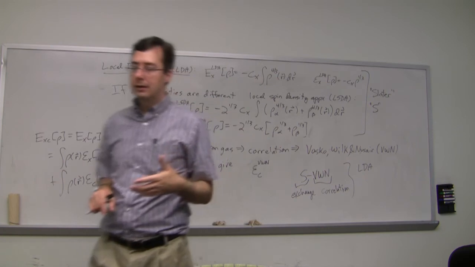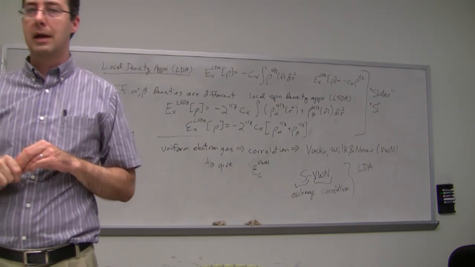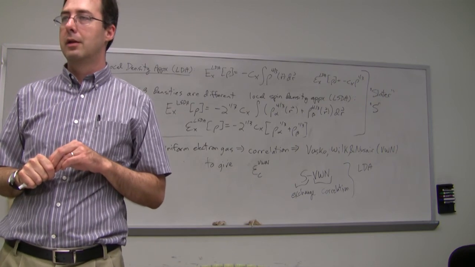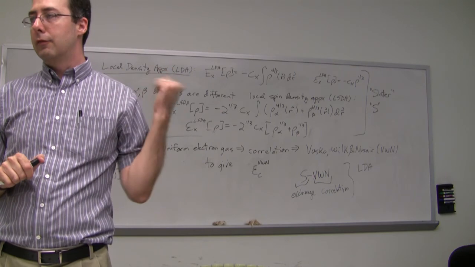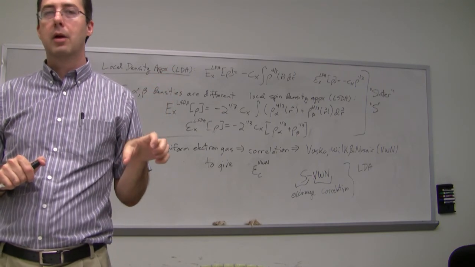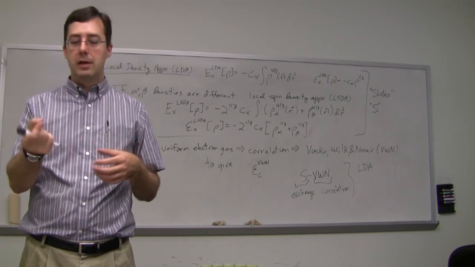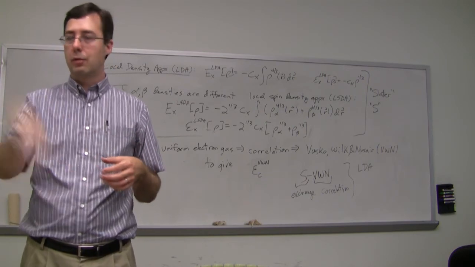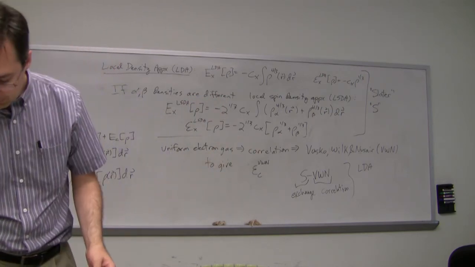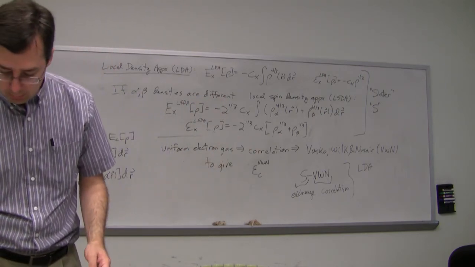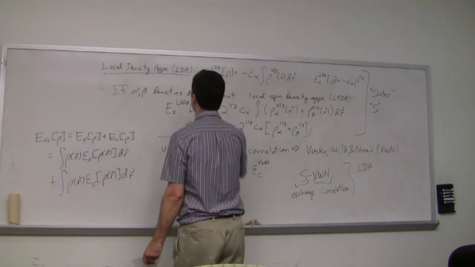So then you get a little bit more accuracy, and if you do that, those are the so-called generalized gradient approximations, where the functional depends not only on the density, but also the derivative of the density. So that tells you something about not only here's the value of the density, but here's which way it's changing. It's getting bigger, it's getting smaller in this direction. And that gives you a little bit more information to work with. So let me write that down because that's critical.